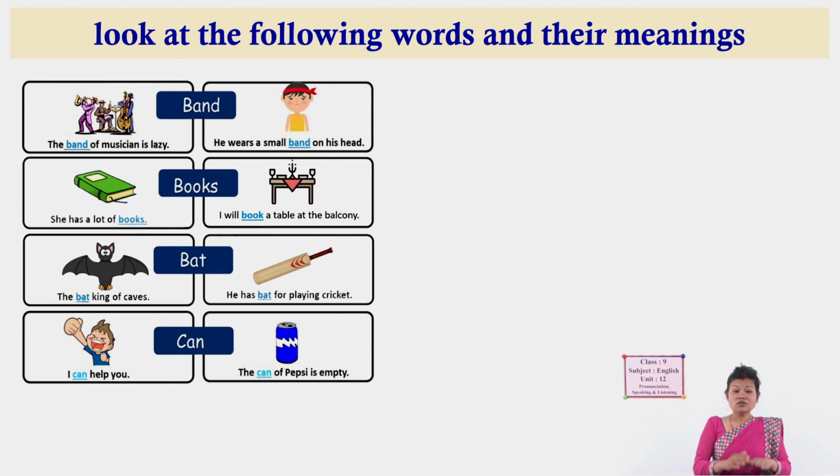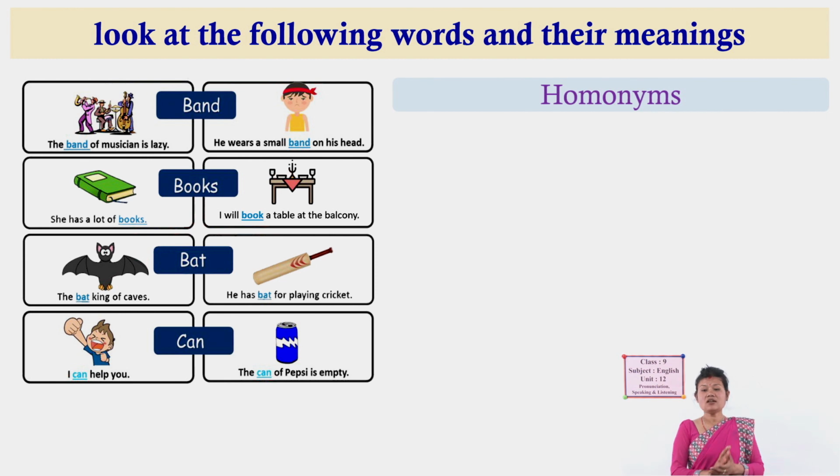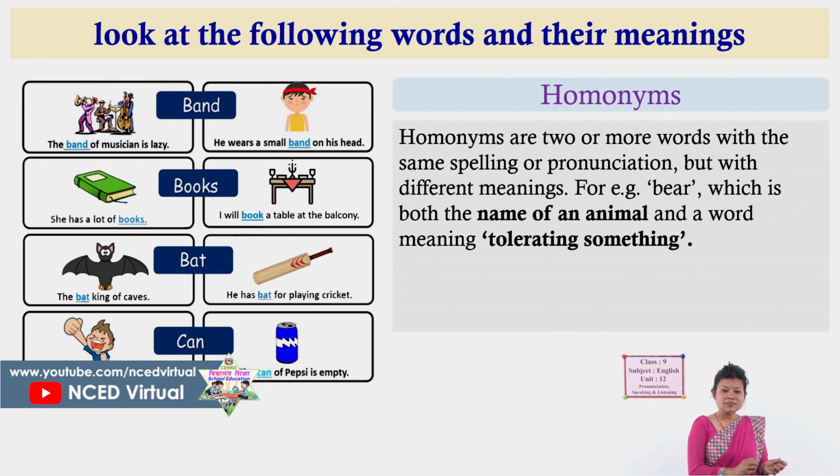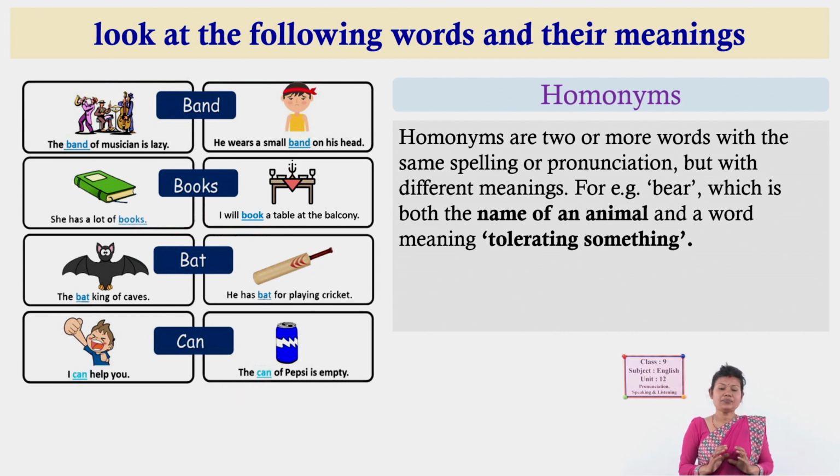Now, can you tell me what such types of words are called, dear students? Correct guess, these are called homonyms. Let's see the definition of homonyms. Simply, these are two or more words with the same spelling and the same pronunciation, as shown in the example. And in English there are many such words, which are called homonyms.